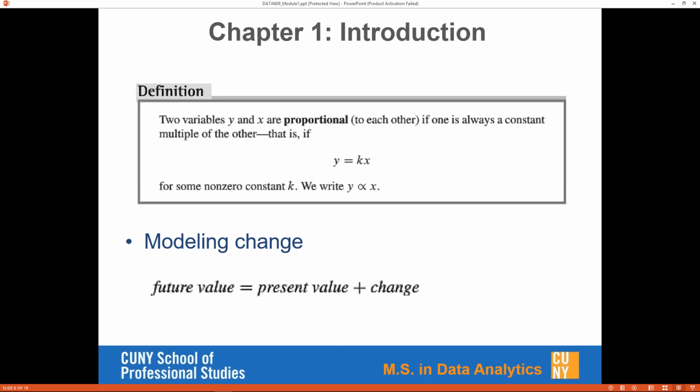Okay, so in this case, let's see how we can model a change. First of all, if you look at the definition on the top, we can see that y and x are proportional when y equals kx, for example, so y's movement is related to x. We also write this as y is proportional to x for a non-constant k. And how can we model change? Change is really that future value equals present value plus a change. This is a difference equation. If you think about it, future value minus present value equals change, right? It's just as simple as that.